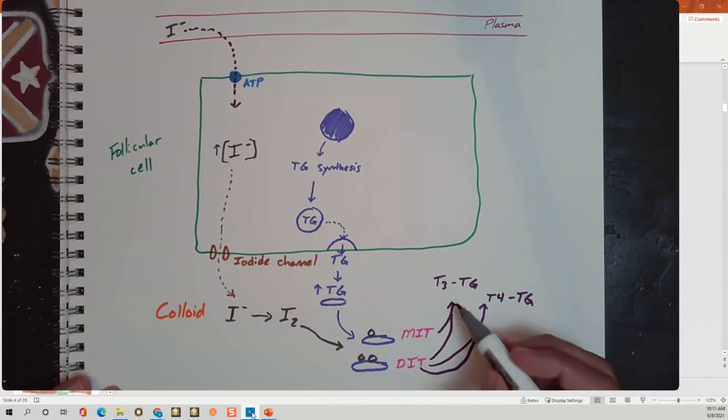MIT plus a DIT, T3. DIT plus a DIT, T4. Got lots of farts going on right now.